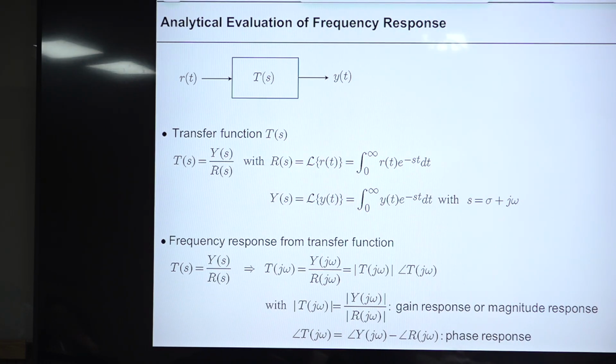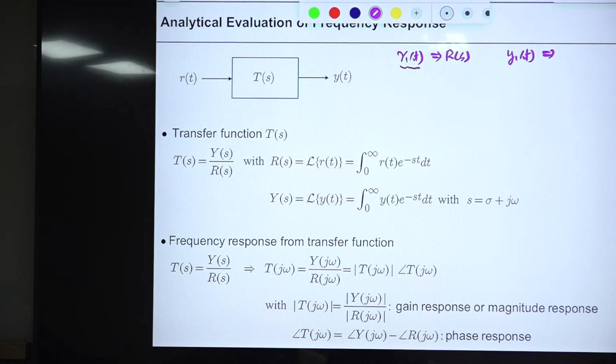Suppose r1(t) is input and output is y1(t). r1(t) is converted into the Laplace transformation, then you have R1(s). And with this r1(t), y1(t) is generated, and from y1(t), the Laplace transform of the output, Y1(s), and this is R1(s).